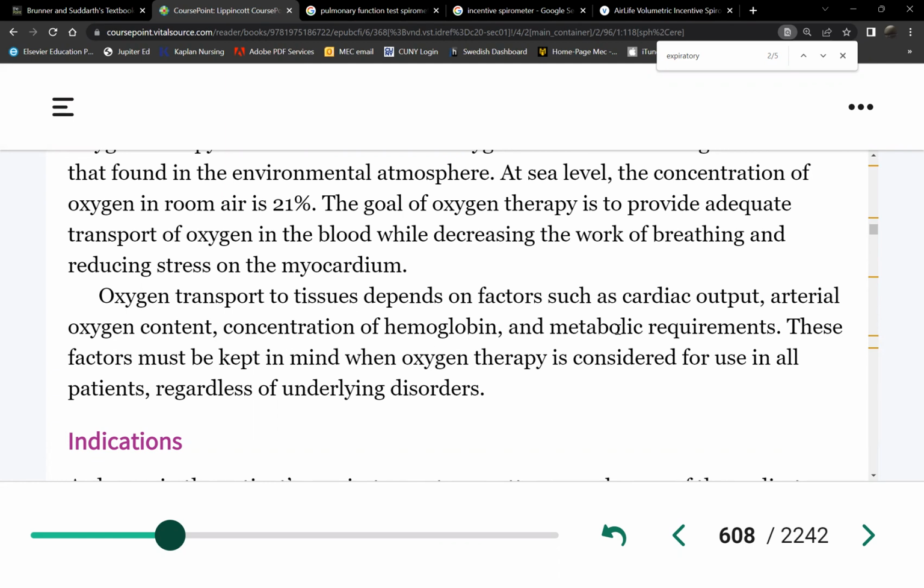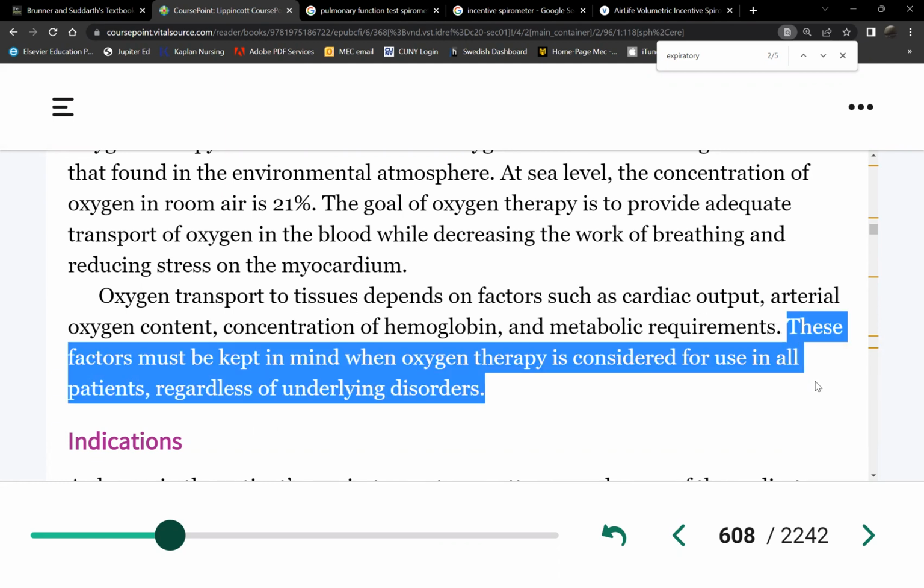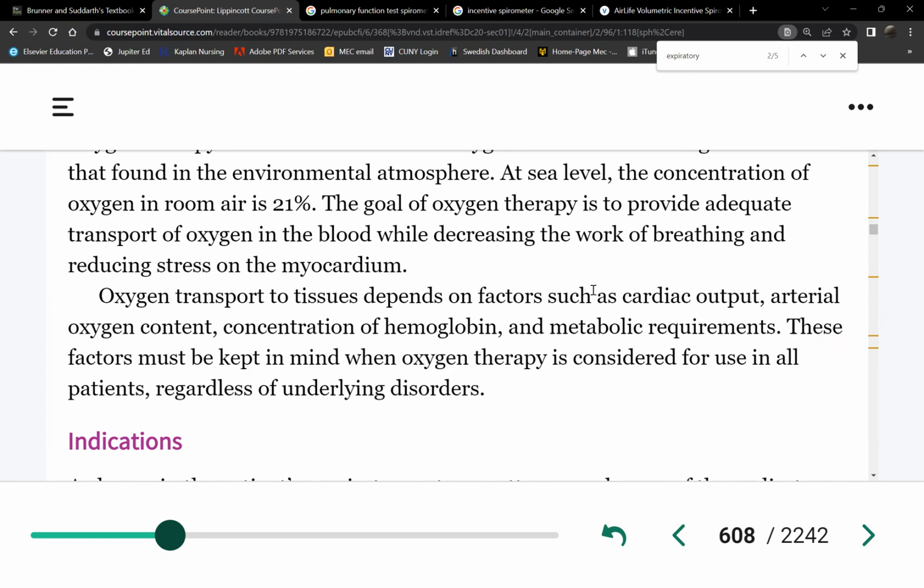Because that's what does this sentence mean? What does this say? Oxygen is considered for all patients regardless of the underlying disorder. Now, this doesn't mean that you put them on a non-rebreather forever. Do you understand? If they need it, okay? If they need the oxygen at this moment, they need it, give it.